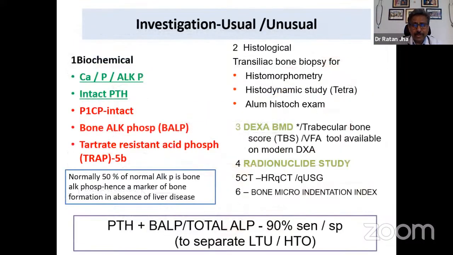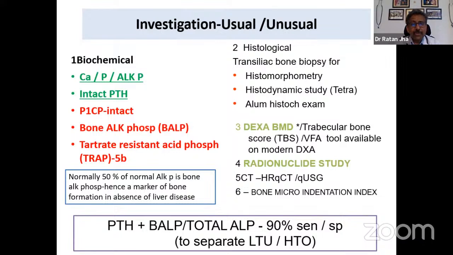So the common investigations that we do to make a diagnosis of bone disease or bone health in patients of chronic kidney disease, or in evaluating osteoporosis, are grouped as usual investigations, which are green colored labels in this, and unusual investigations that are put with red color indication, and the black one is one which is not commonly done.